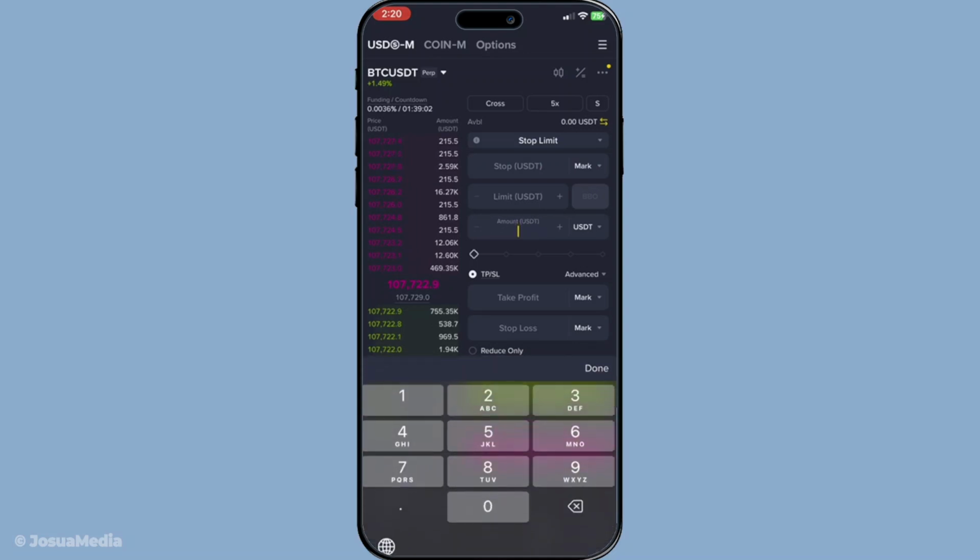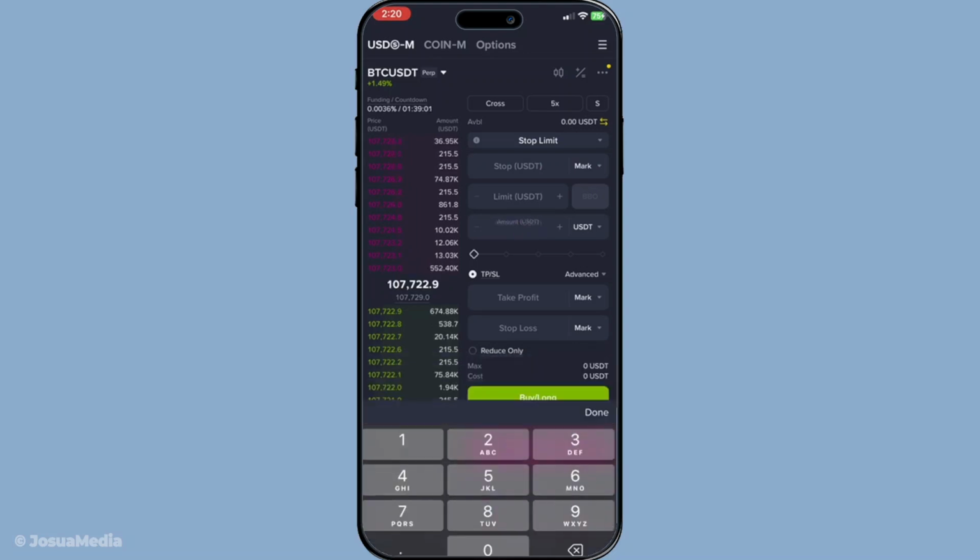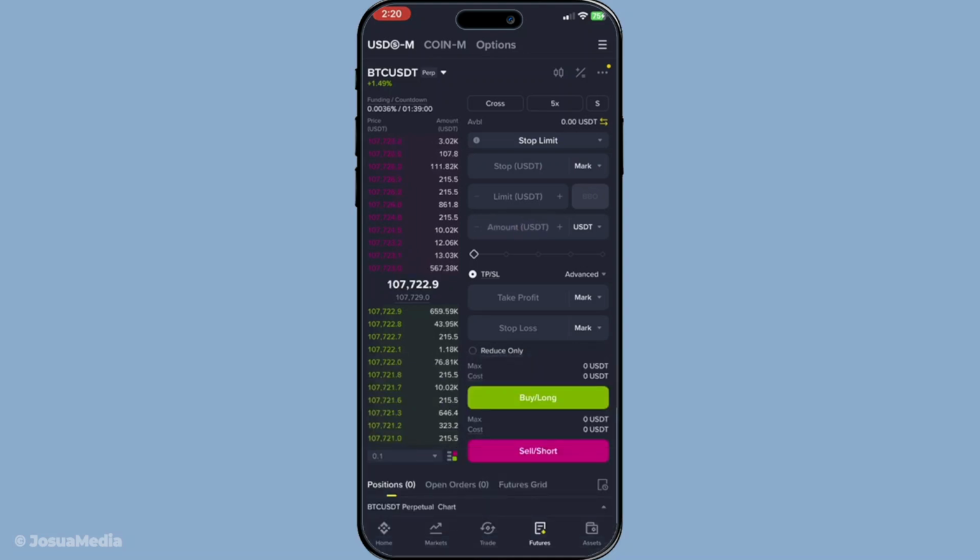It's important to understand what happens next. Your order will remain inactive until the stop price that you set is reached in the market. Once this price point is hit, your stop limit order becomes active and attempts to execute at your chosen limit price. This is a valuable tool because it helps you control the exact price you pay or receive, which can be particularly useful in volatile markets where prices can fluctuate dramatically in short periods.